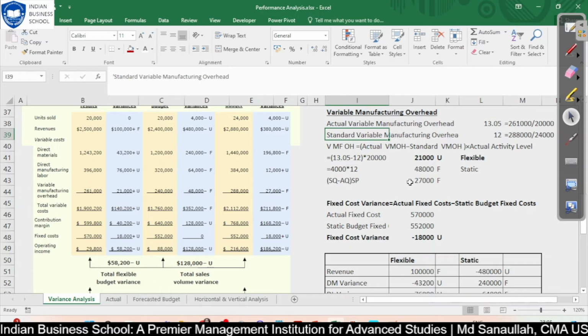Now we have the same formula again: actual variable manufacturing overhead minus standard variable manufacturing overhead, then multiply by actual quantity. So this is actual minus standard, then multiplied by quantity. Quantity is 20,000. If you solve this, you will get 21,000. This is unfavorable. Why? Because the actual manufacturing cost is higher. If it is higher, it gives you a negative impact. That is why it is unfavorable.